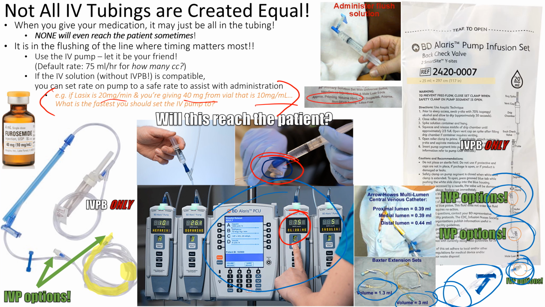So if I need to give this medication, 40 milligrams, the max is 20 milligrams a minute. I'm pulling up how many cc's? 4 mLs, right? And I'm doing 20 milligrams a minute. I'm giving 2 cc's every minute. What rate is that?